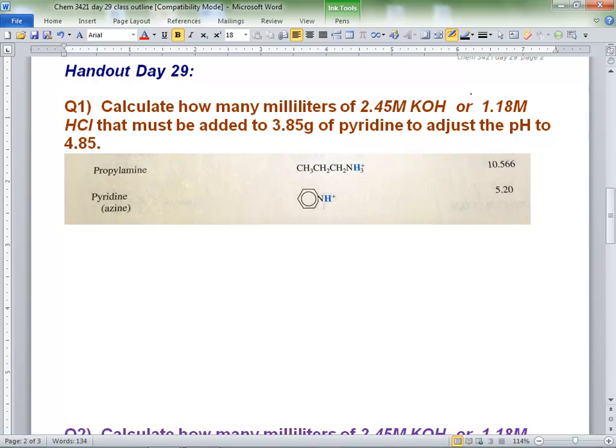If you have pyridine, Shelby, are we going to be adding KOH or HCl to it? What would it be? HCl. Does everybody agree? Because it's got to be the conjugate base. So that means you have to be adding HCl. So that's the one we're going to be doing. Okay? So we know we're going to be using the Henderson, or the revised Henderson-Hasselbalch, while we're doing it as moles.